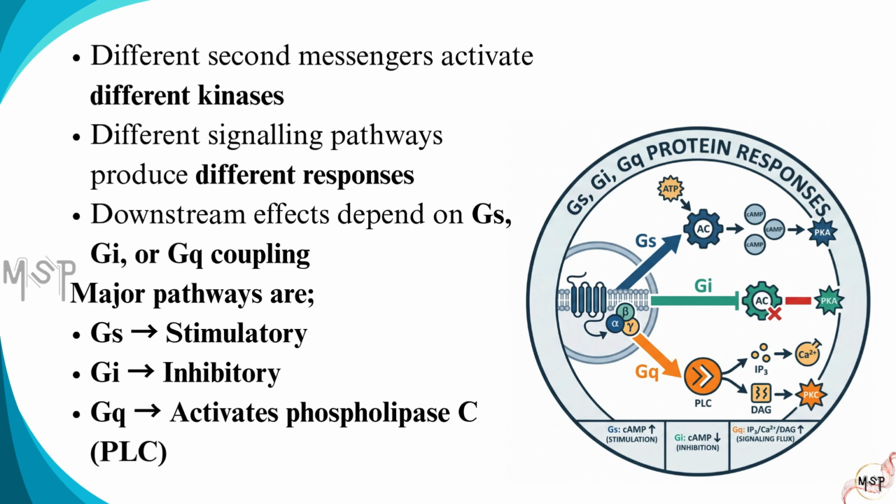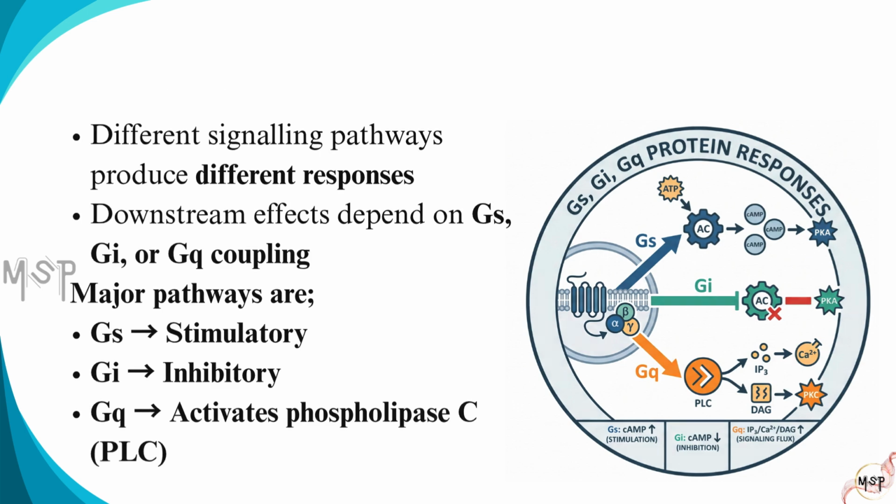Therefore, while the initial receptor activation process is similar for all GPCRs, the downstream signaling cascade depends on whether the receptor couples to GS, GI, or GQ. The 3 major GPCR signaling pathways are: the GS pathway, which is generally stimulatory; the GI pathway, which is generally inhibitory; and the GQ pathway, which activates phospholipase C and generates a completely different set of second messengers.